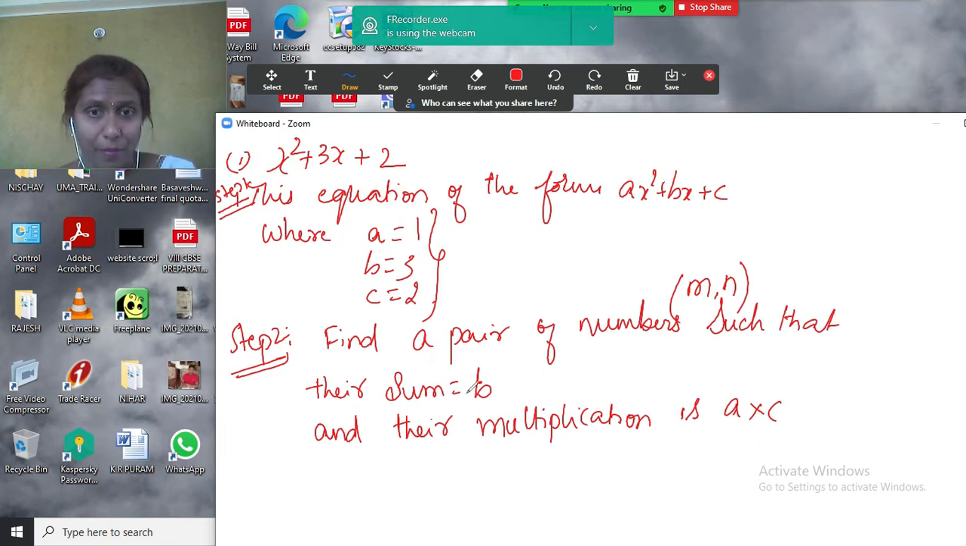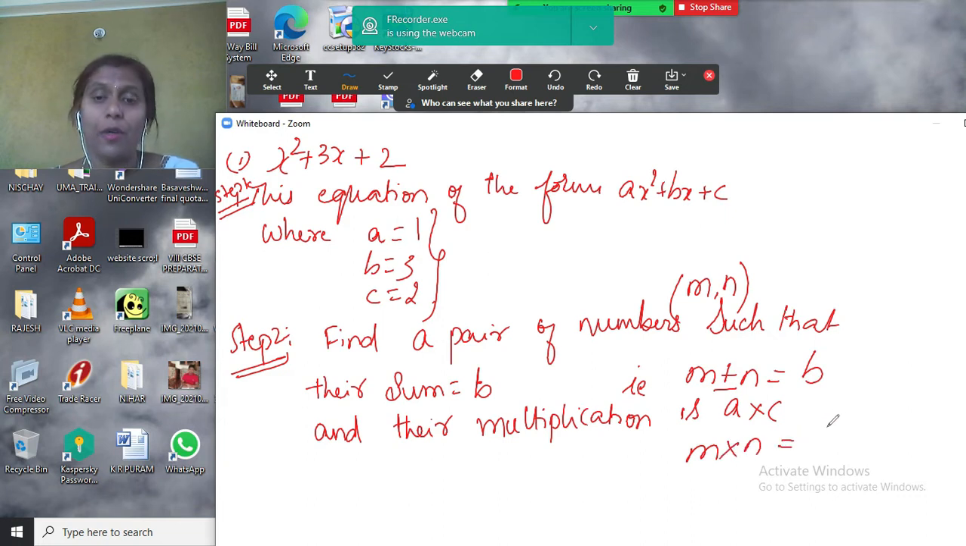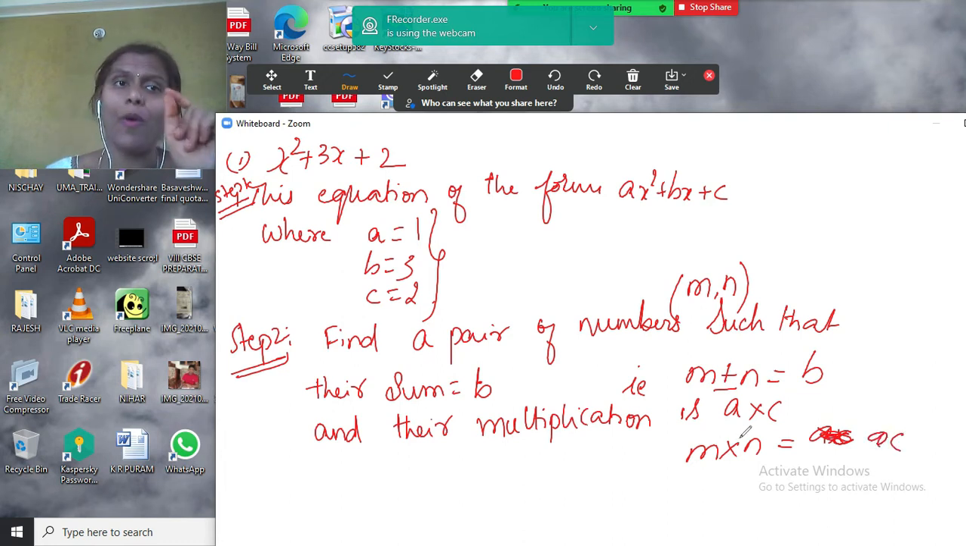Now, their sum is b. That is to say, m plus or minus n is equal to b, and m into n is equal to a into c, or ac. We should get these as the pair of numbers. This is my step 2. How am I going to find them is a question here, right? So for that, now I'm giving you a direct answer.